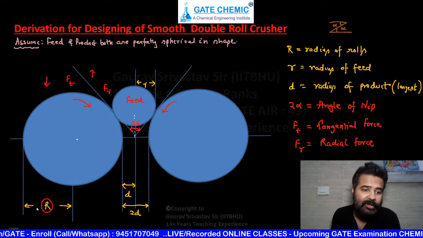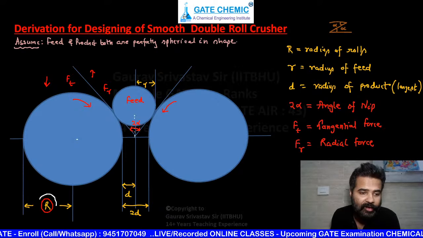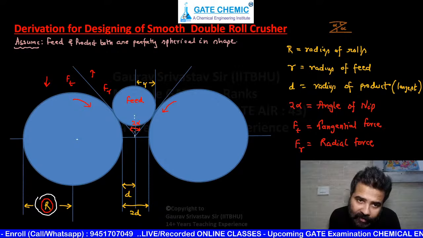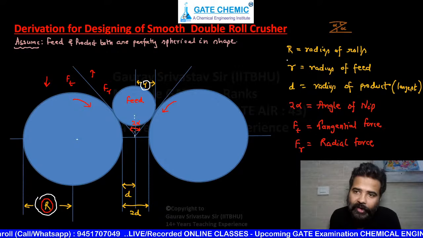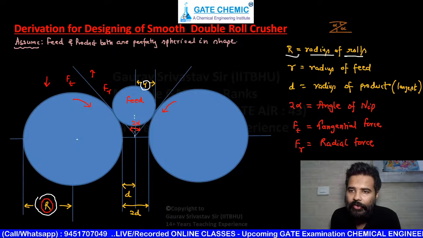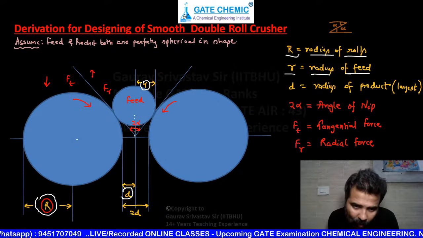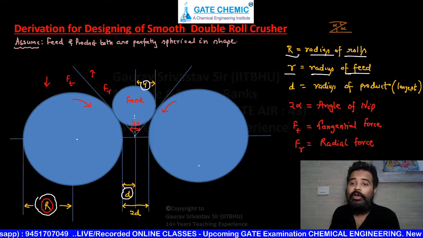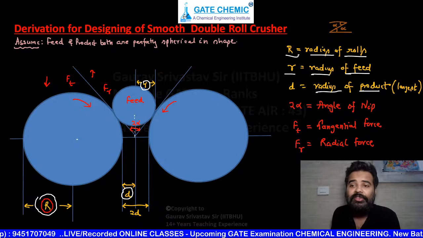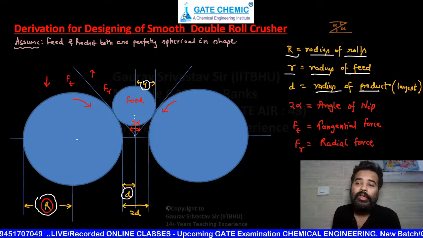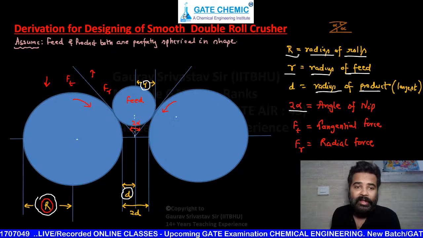इसका रेडियस कितना है बेटा? Its radius is R. Feed radius is small r. Capital R is the radius of rolls, small r is the radius of feed. And small d is not diameter. Small d is also a radius, but this is the radius of product. Okay. Now 2 alpha is the angle of nip.